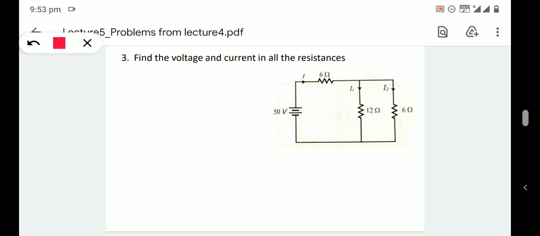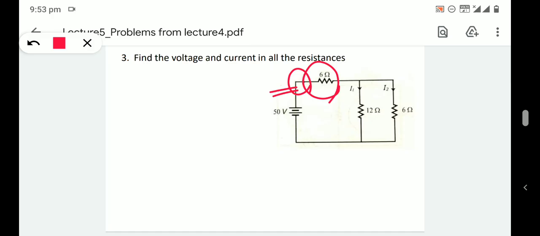Then if we get R total, we can find out the current I flowing through this circuit. If we get this current I, that will be the current flowing through the 6 ohm resistance, and thus we can find out the voltage by using I into R.